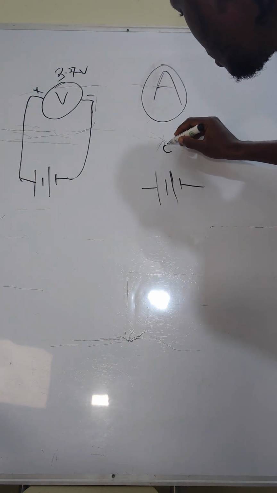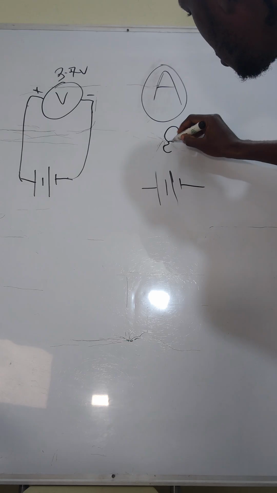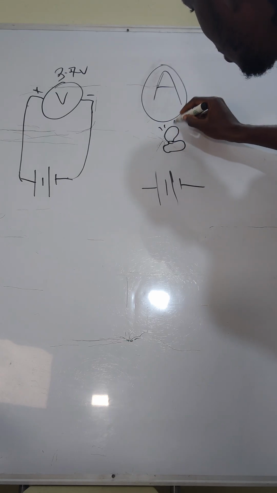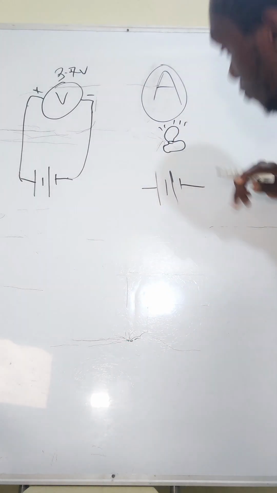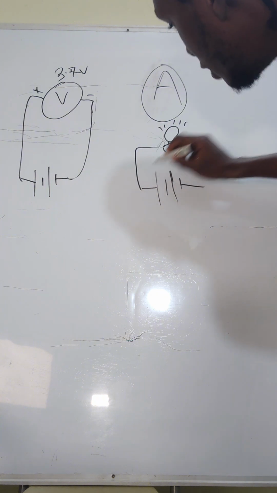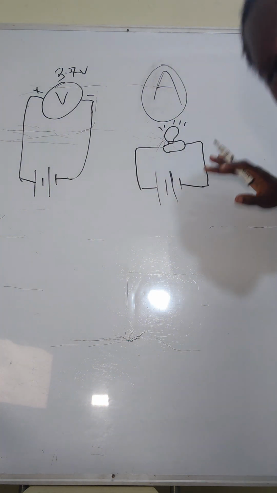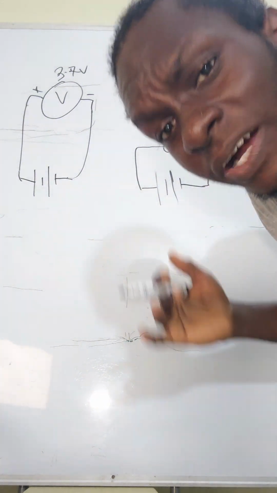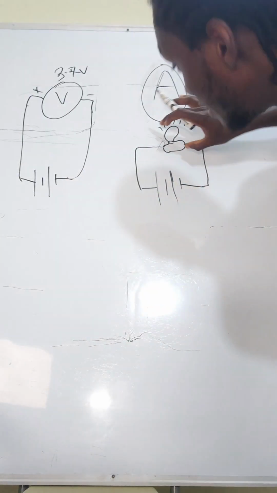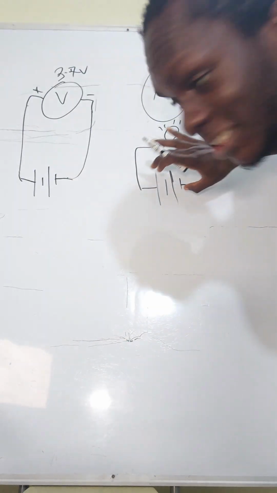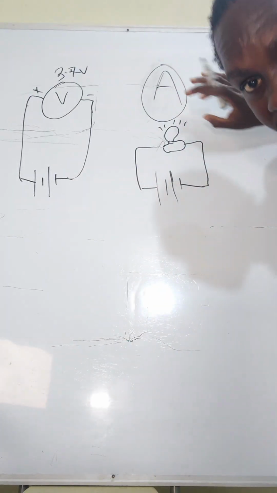How do I even draw a light bulb? Who can manage this? This is our light bulb. Our light bulb is connected to this battery, and it is working. Now we want to find out the amount of current this light bulb is pulling from this power source. That's where this ammeter will come in.